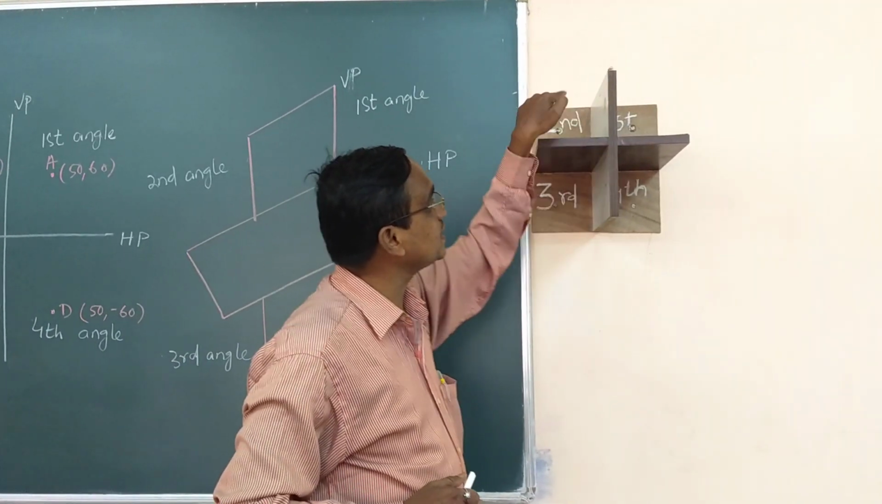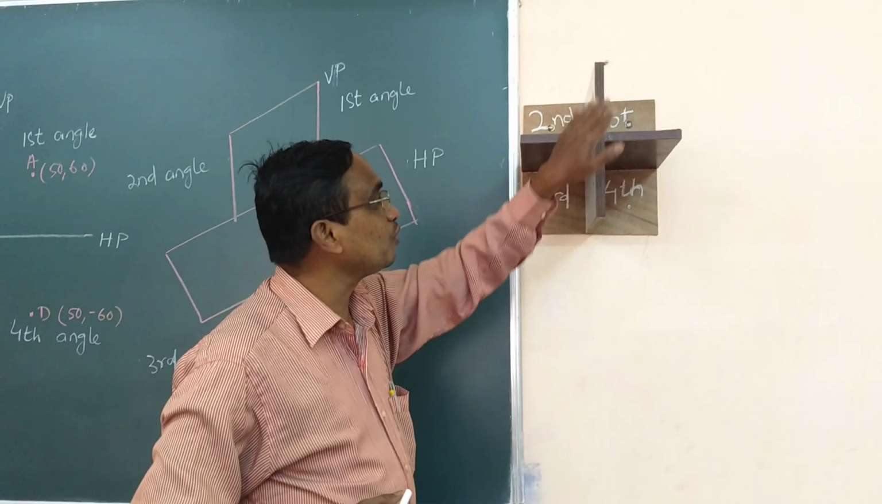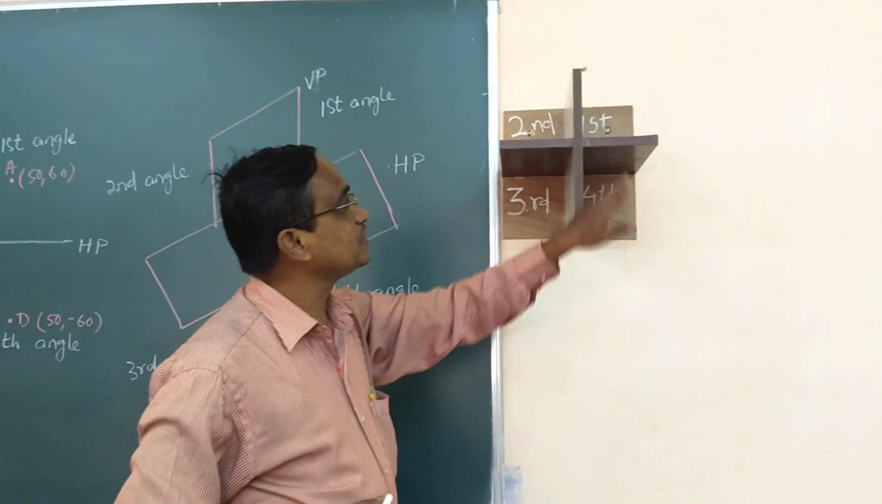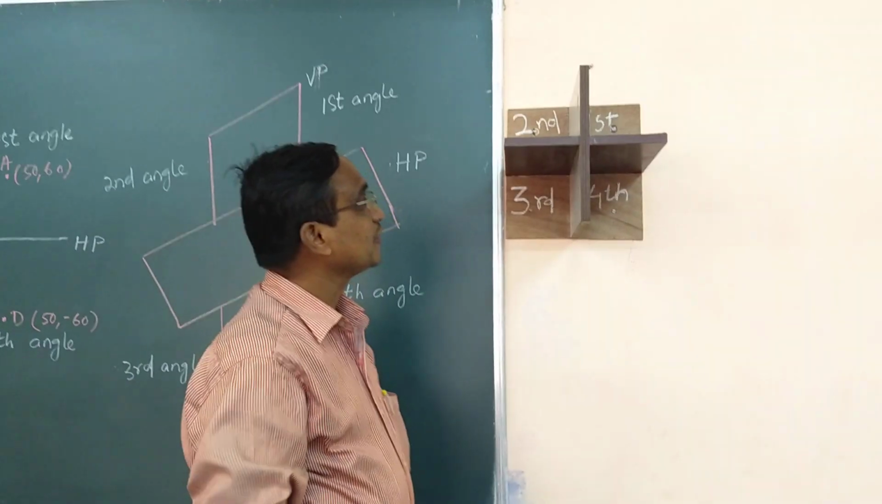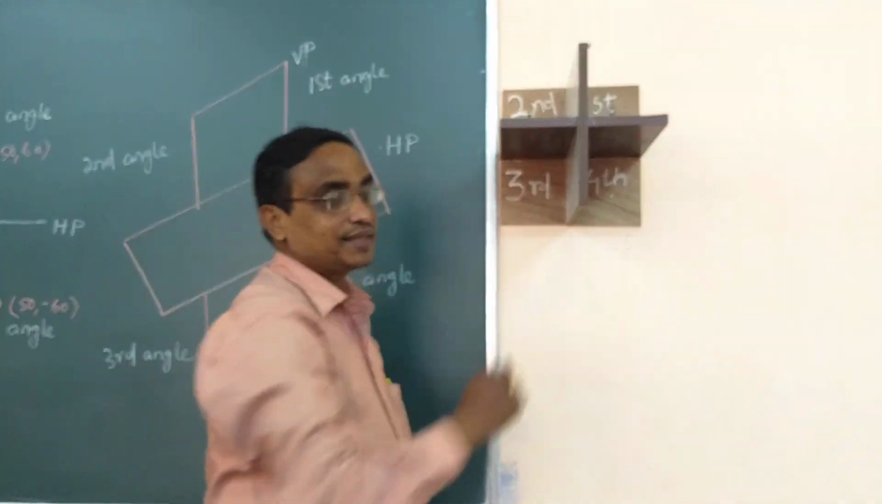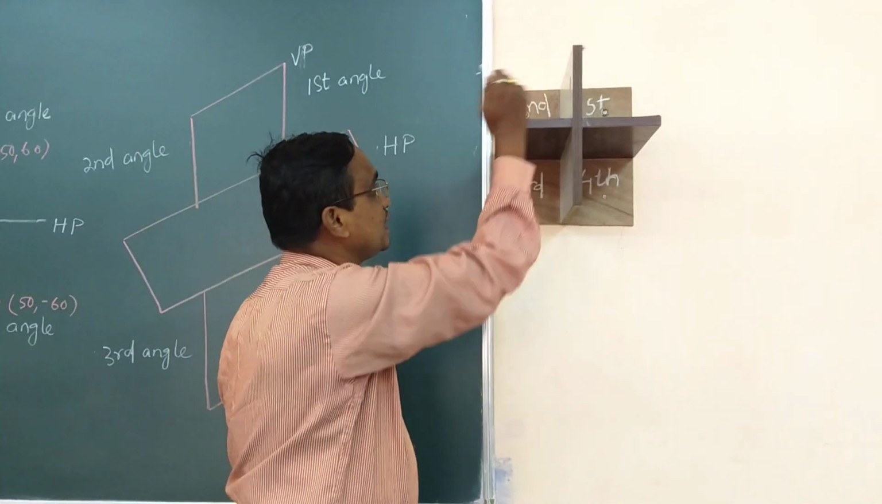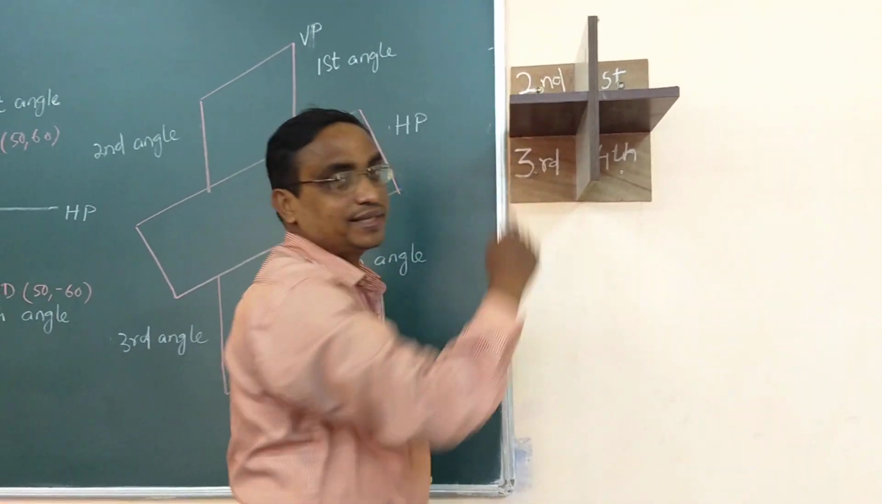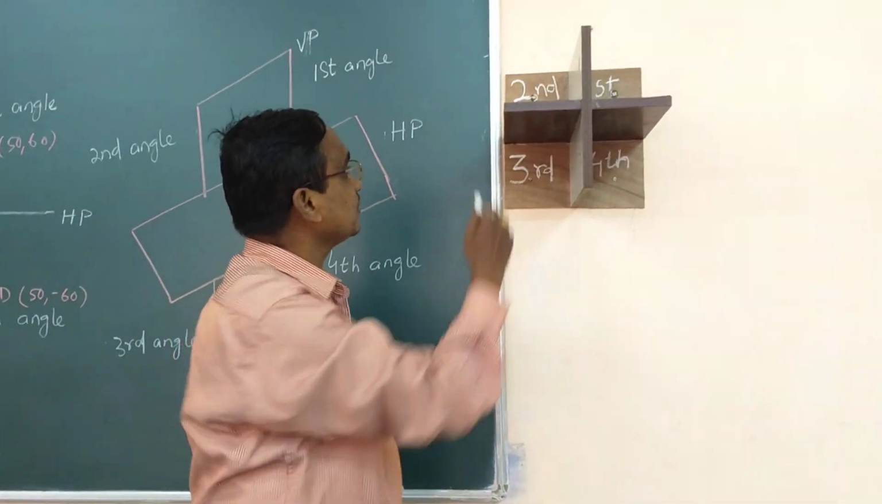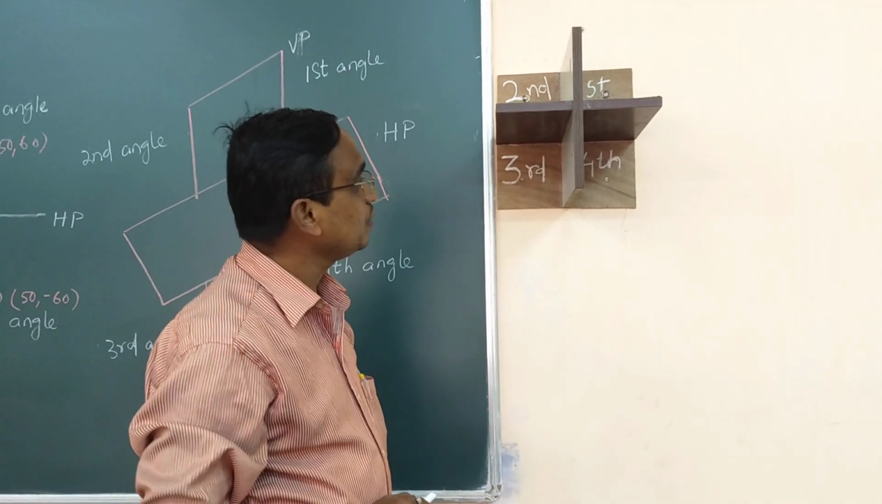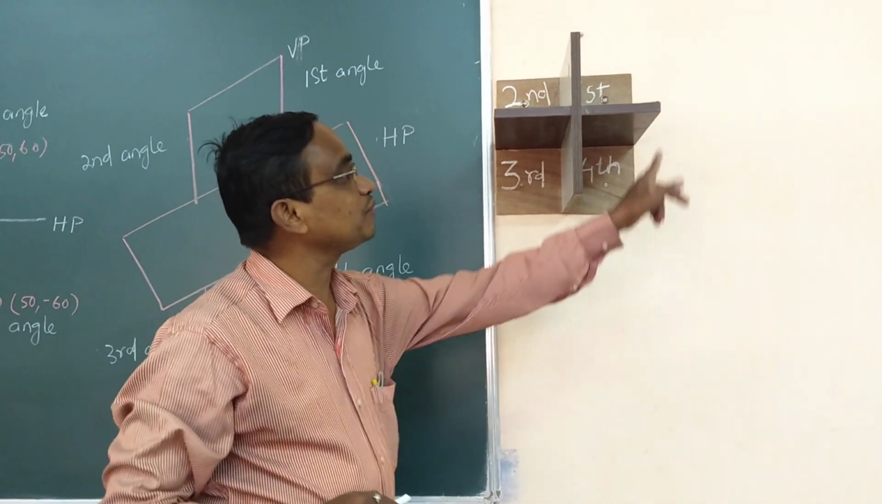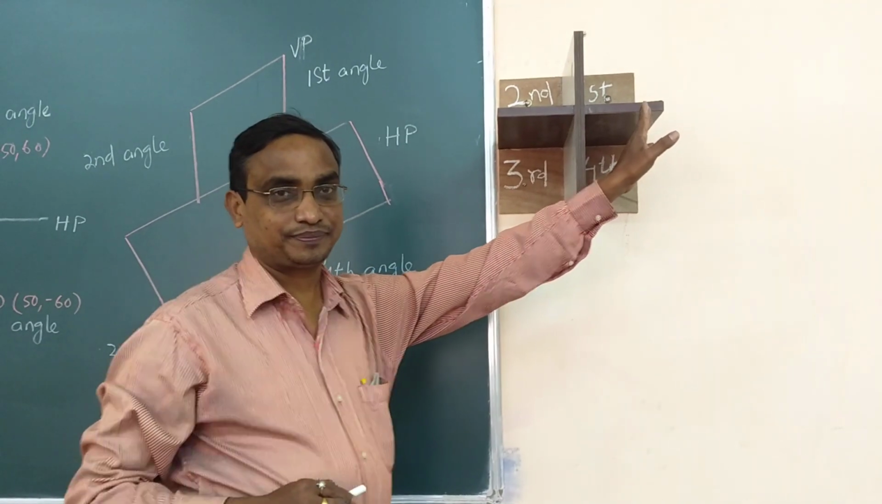So four angles are formed, means four quadrants are formed. This is first quadrant, 0 degree to 90 degree. We can say it is first angle. Second quadrant 90 degree to 180 degree, second angle. Third quadrant 180 degree to 270 degree, third angle. Fourth quadrant 270 degree to 360 degree, fourth angle.